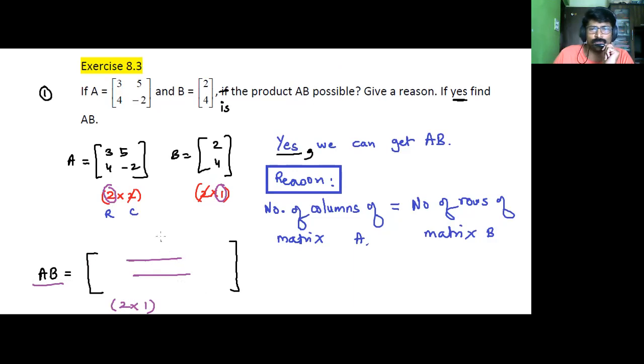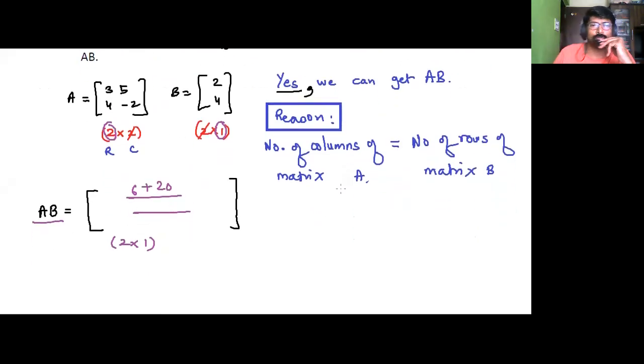So what will be this first row, first column? First row of matrix A and first column of matrix B, if we multiply, 2 3s are 6 plus 5 4s are 20. One second, guys. So how are we going to do the second entry? Second entry will be second row and first column. So second row and first column means what? 4 into 2, that will become 8, plus minus 2 into 4. Minus 2 into 4, that will become minus 8.